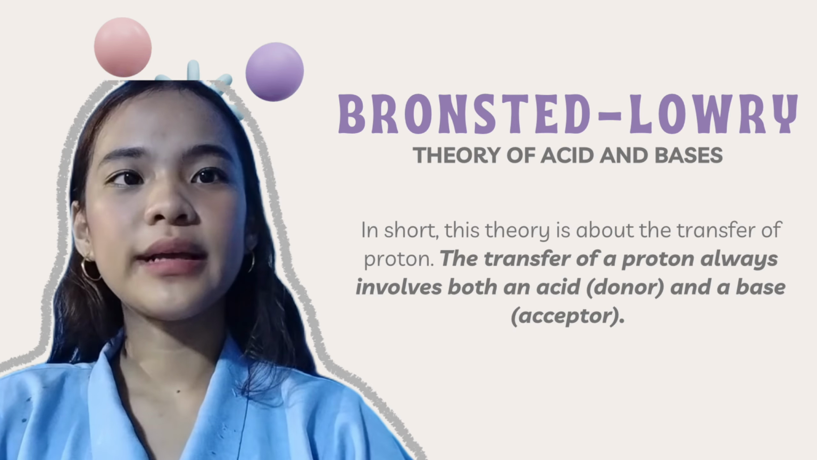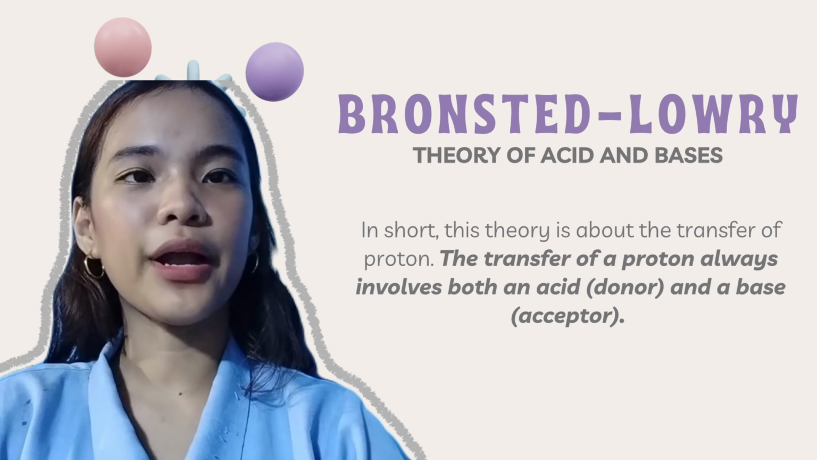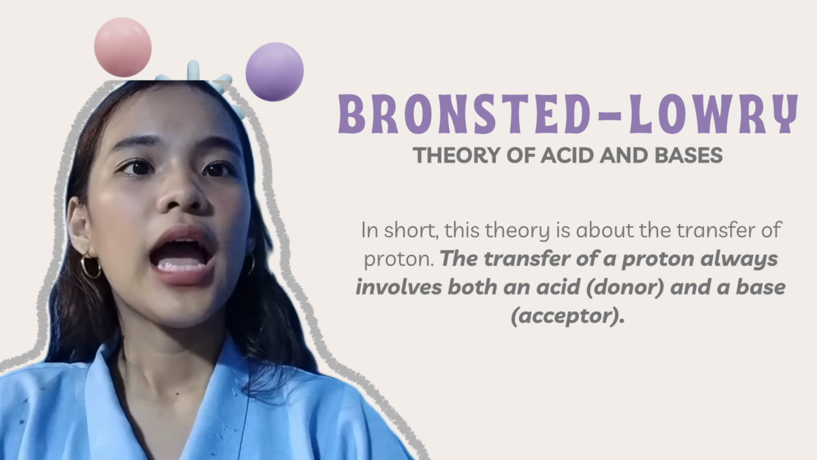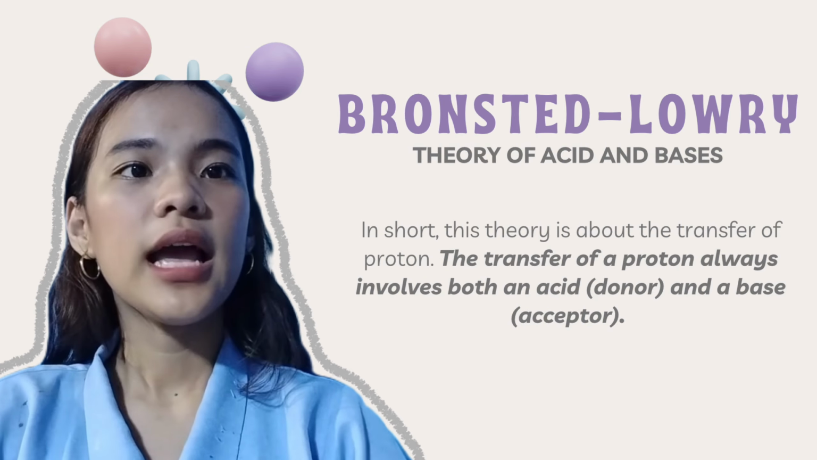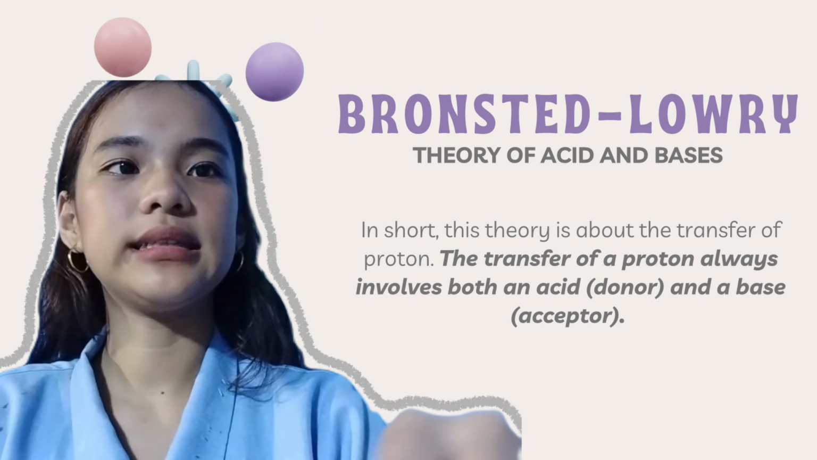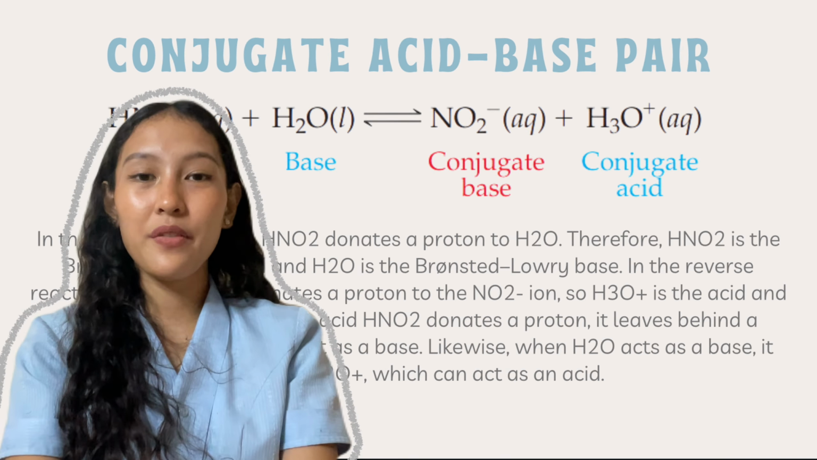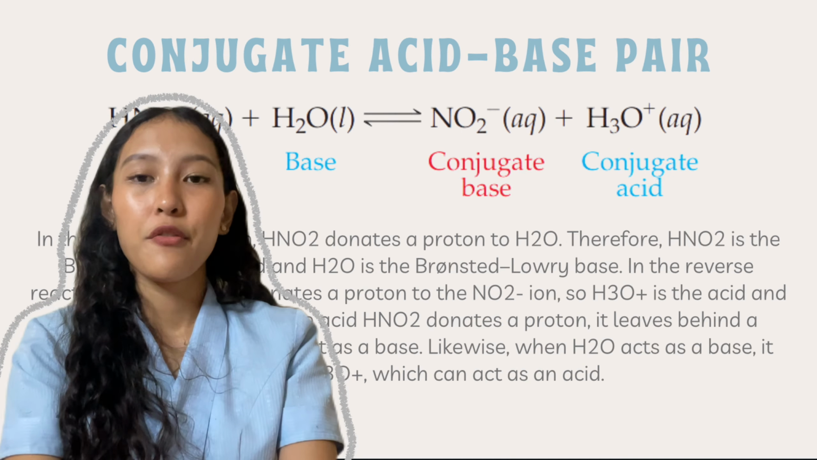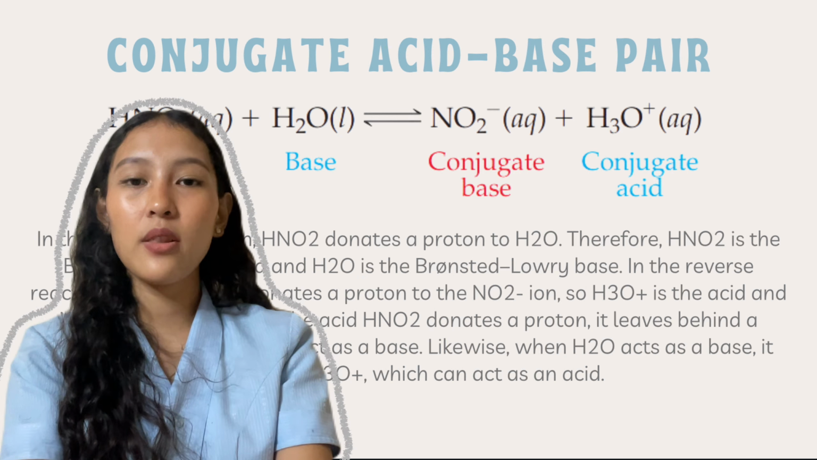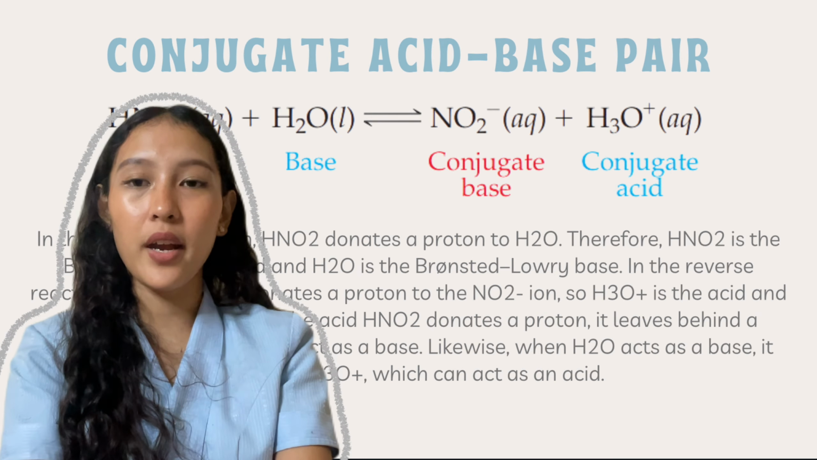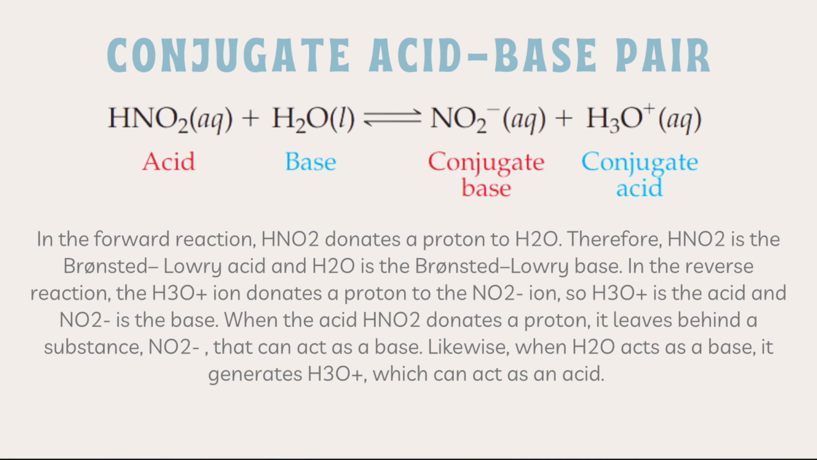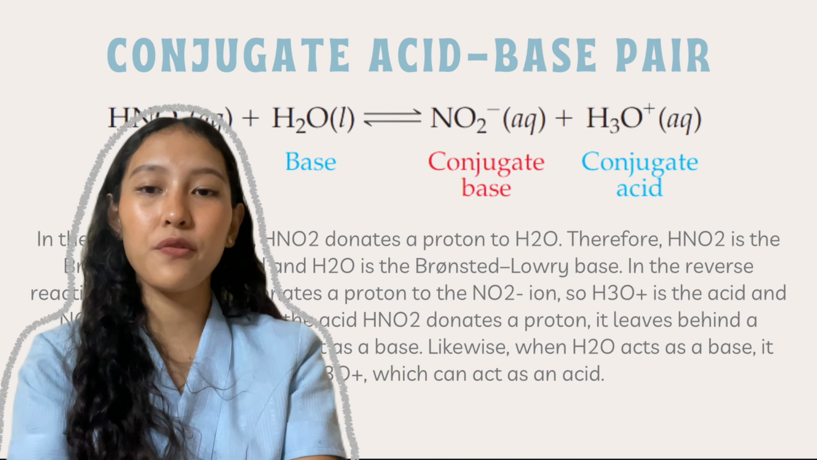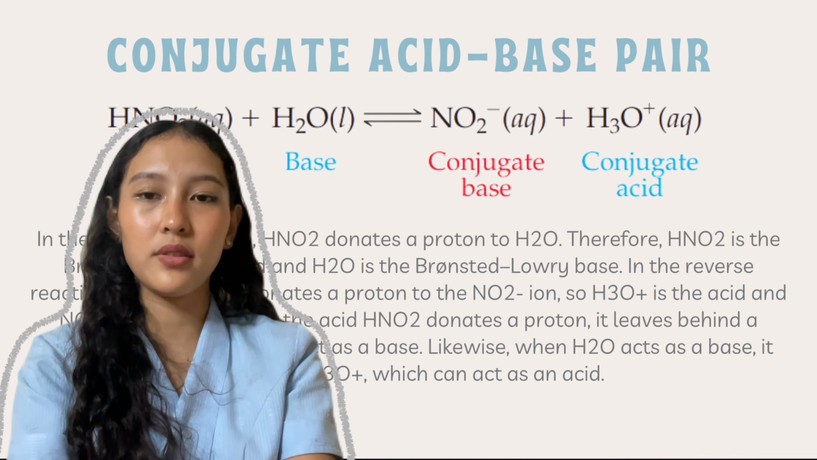The reaction always involves a conjugate acid-base pair. When an acid donates a proton, it forms its conjugate base. And when a base accepts a proton, it forms its conjugate acid. So, you have now learned the concept of the Bronsted-Lowry acid and bases. For further understanding, take a look at this conjugate acid-base pair. Let's first define what conjugate means. Conjugate refers to the compound formed by two or more chemical compounds.